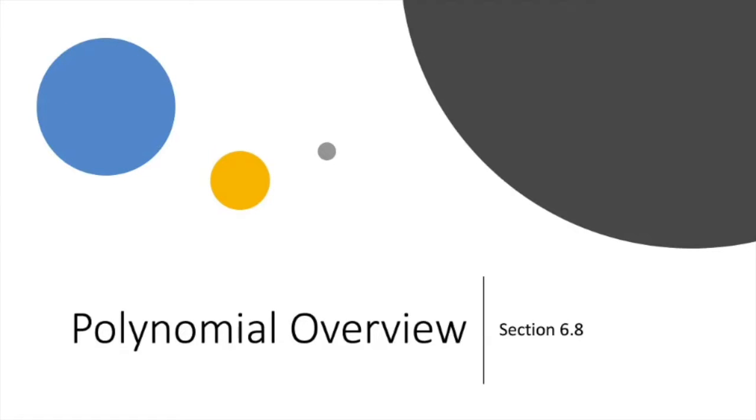All right, we're going to do a polynomial overview. This is the last section of chapter, or unit 6, 6.8. We'll have a test and a review after this. We're just going to overview what we learned this chapter, and we're going to do some of this with your graphing calculator, so make sure you have those out, okay?